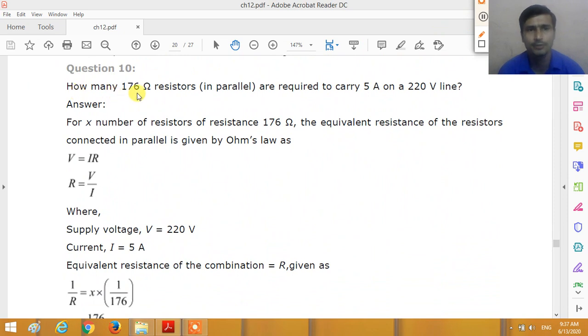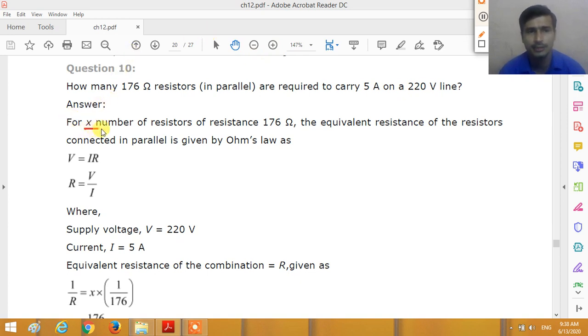How many 176 ohm resistors in parallel are required to carry 5 ampere on a 220 volt line? So dear students, what do we have to find here? 176 ओम के रजिस्टर कितने हम लगाएंगे पैरेलल में कि हमको करंट मिलेगा 5 एम्पियर ऑन अ 220 वोल्ट ऑफ लाइन.